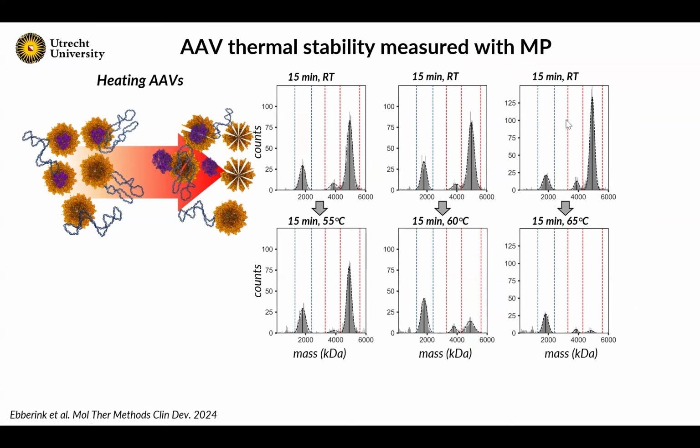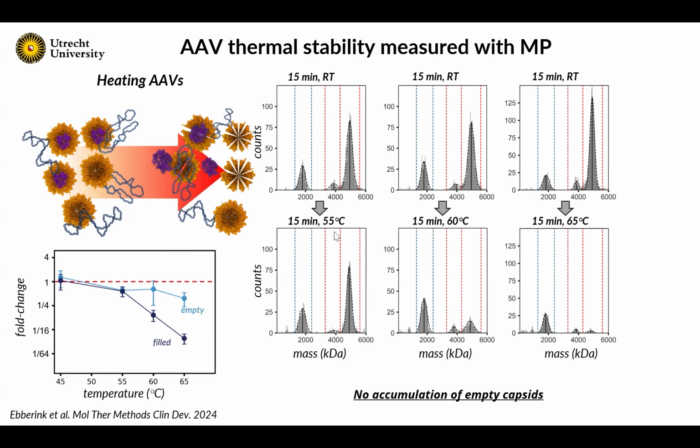This, of course, we can do at different temperatures. I just showed the one where we incubated at 65 degrees, but we can also do it at 60 degrees and 55 degrees. Here on top, we have the measurement done before heating, just incubating at room temperature. And then after heating, we repeat the measurement. We can clearly see that at 60 degrees, again, a drop in the amount of filled particles. And at 55 degrees, maybe not much is happening. There is maybe a slight drop, but not that much.